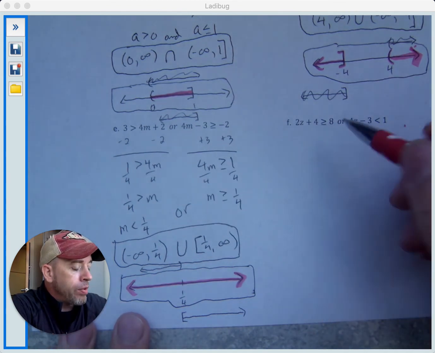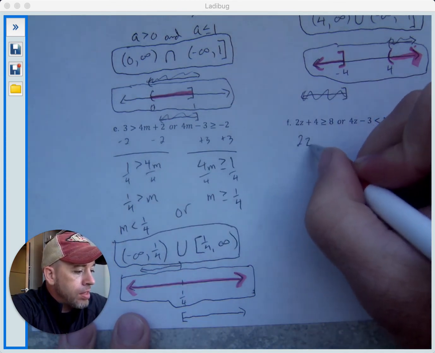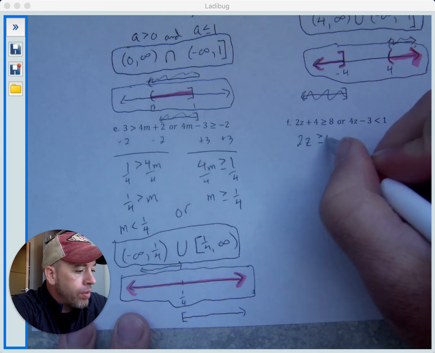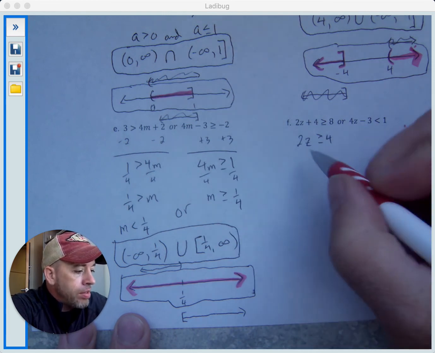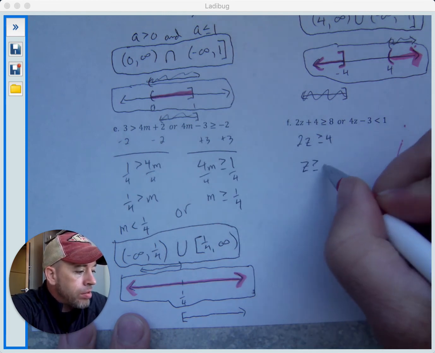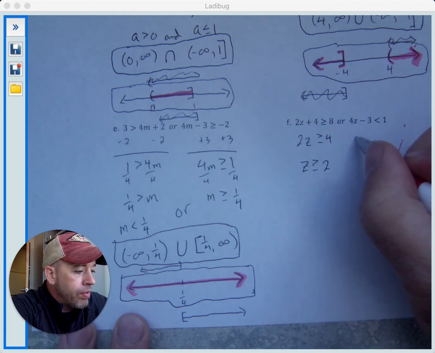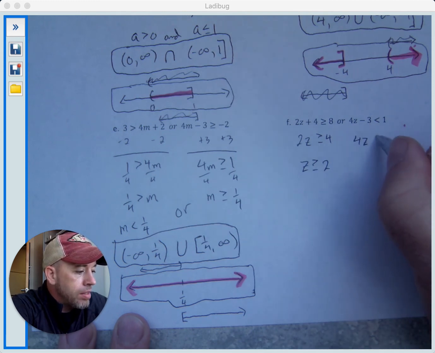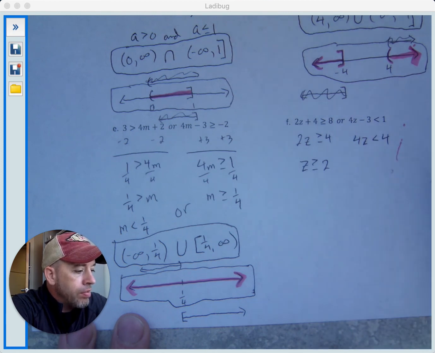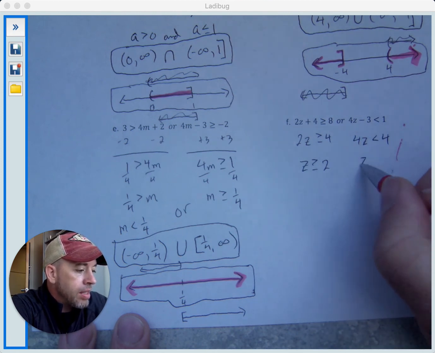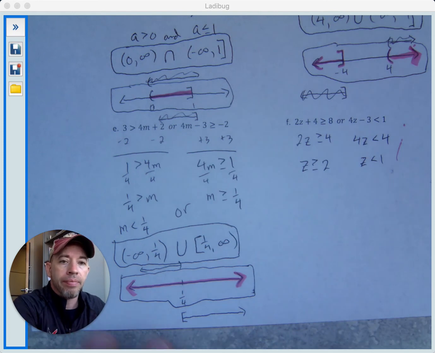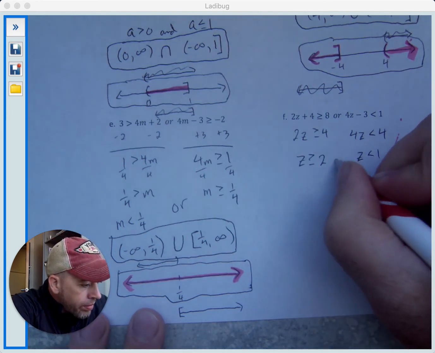We subtract 4. We get 2z is greater than or equal to 4. Divide by 2, we get z is greater than or equal to 2. Here we add 3, we get 4z is less than 4. Divide by 4, we get z is less than 1. Okay? And we have our or.